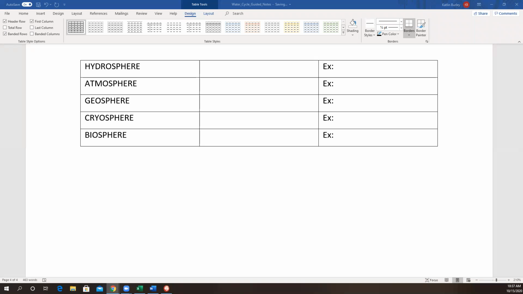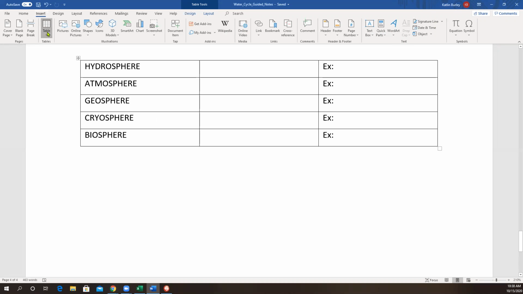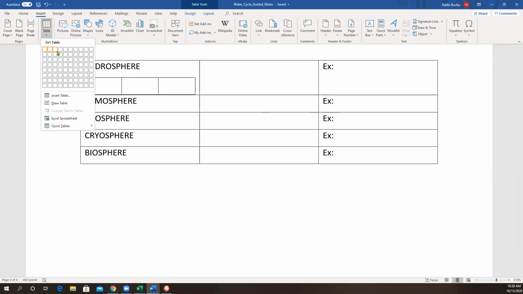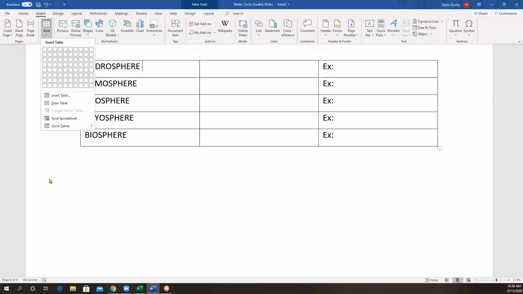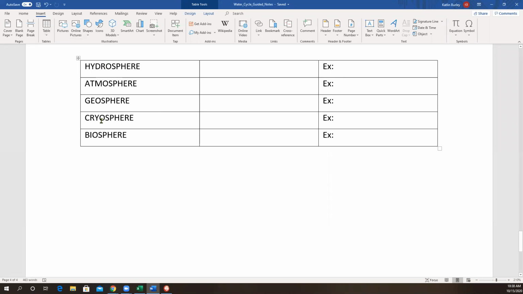All right, so we're taking notes on the 5 Earth spheres. We decided we could do it in a couple ways. One way is to create a table in Word. So you can hit Insert Table, and we're doing one that's 3 by 5. We're putting our Earth spheres on the left-hand side. Our definitions are going to go in the middle, and our examples on the end.